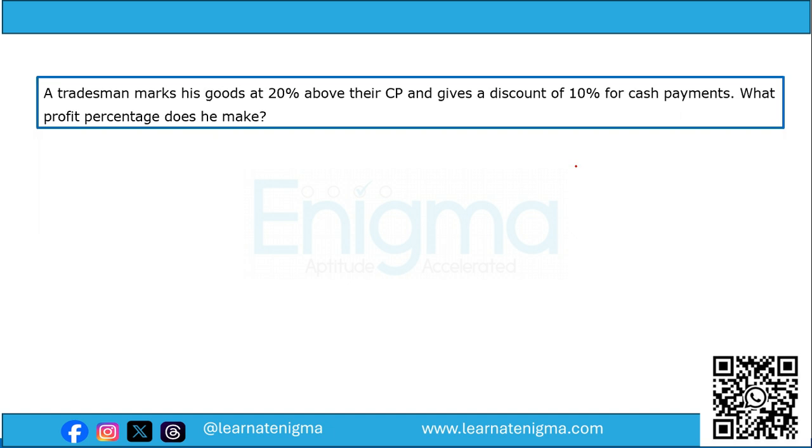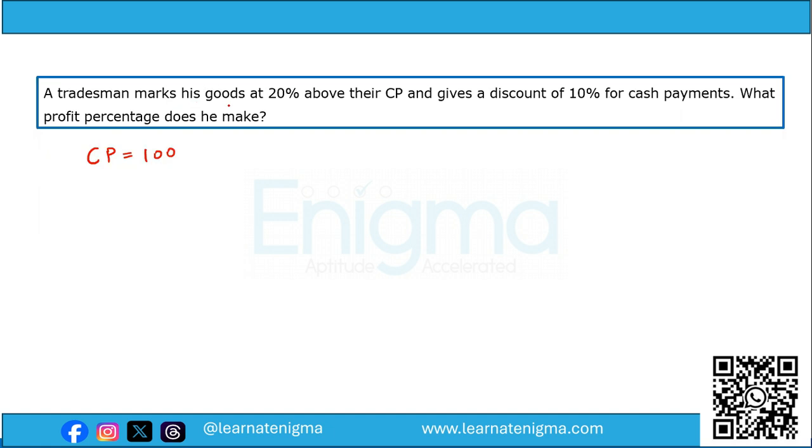A tradesman marks his goods at 20% above their cost price and gives a discount of 10% for cash payments. What profit percentage does he make? Now, let's assume the cost price to be 100.